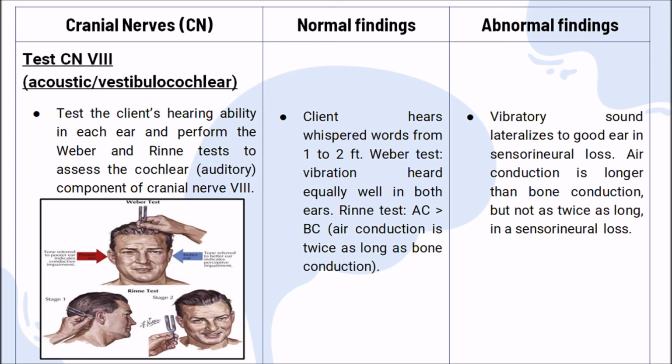Normal findings: client hears whispered words from 1 to 2 feet. Weber test: vibration is heard equally well in both ears. Rinne test: air conduction is twice as long as bone conduction. For the abnormal findings, vibratory sound lateralizes to the good ear in sensorineural loss. Air conduction is longer than bone conduction, but not twice as long, in a sensorineural loss.